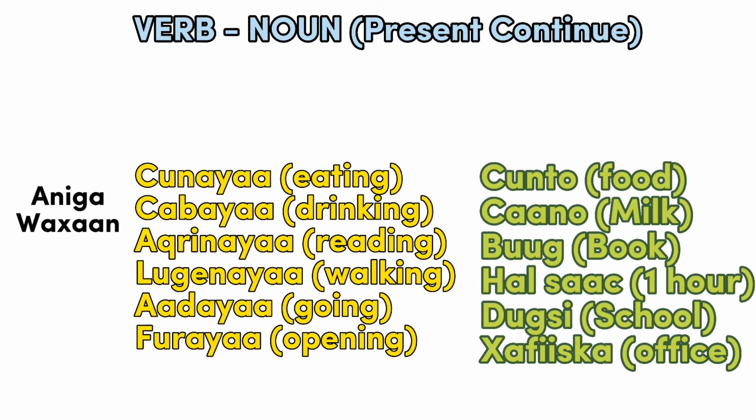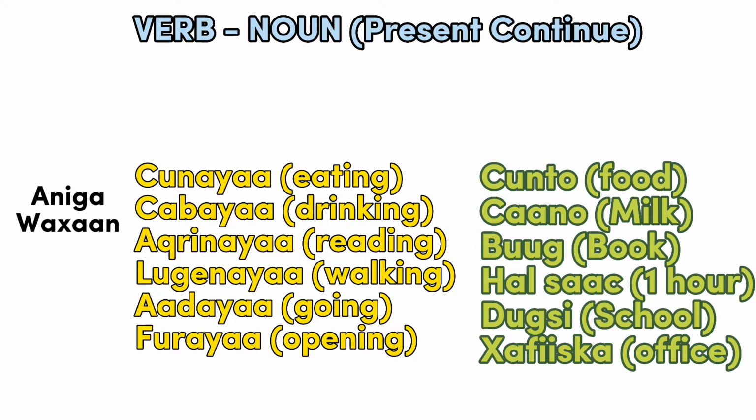Next, we have the verb in present continuous. If you notice, in the present continuous, there is AY or NA before the double A. If the word already has Y, you can add NA. This NA and AY represent the present continuous. For example, aniga wahan onaya onto, I'm eating food. Aniga abaya ano, I'm drinking milk.